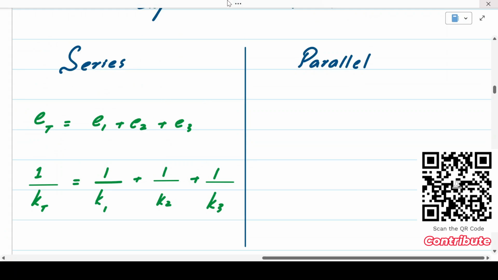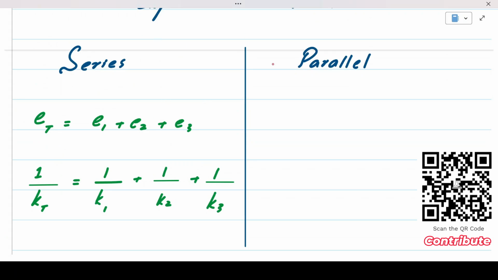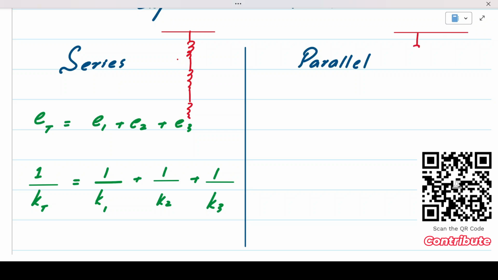For parallel springs, once the springs are connected in parallel, by the way, series springs look something like this. First one, second one, third one. And the ones in parallel will look something like this. 1, 2, 3. These three are connected in parallel and they are holding a load.